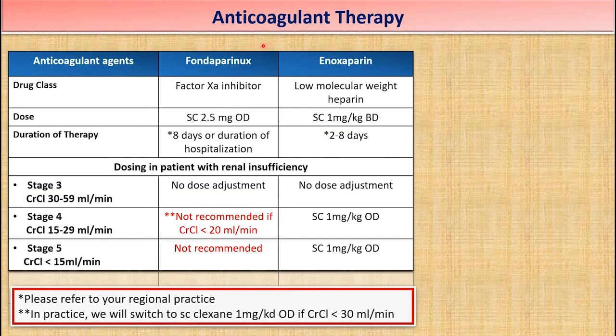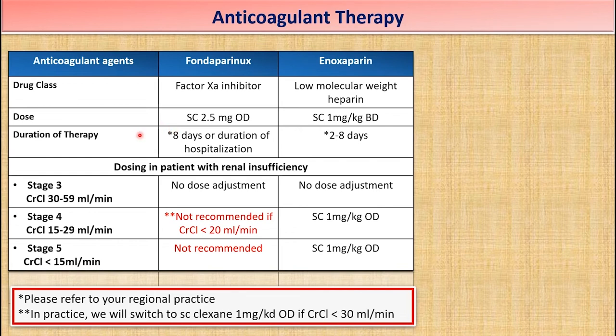Next, we'll be looking at the anticoagulant therapy. So how do we choose between fondaparinux, also known as Arixtra, or enoxaparin, also known as Clexane? These two are actually different drugs, though both are anticoagulant therapy. Fondaparinux or Arixtra is actually a factor 10 inhibitor, whereas enoxaparin or Clexane is a low molecular weight heparin. In practice, our first line anticoagulant therapy will be subcut Arixtra or fondaparinux 2.5 mg stat and OD.